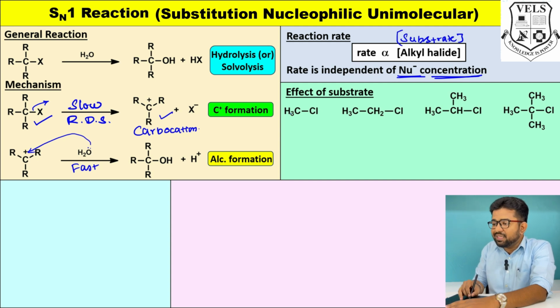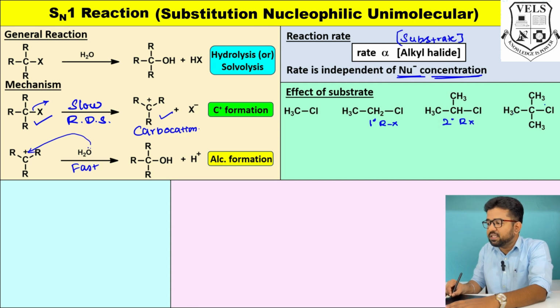Okay, so this is an example of methyl halide, and the second species is an example of primary alkyl halide, and the third species is known as an example of secondary alkyl halide, and the fourth species is an example of tertiary alkyl halide. Okay, so we need to know which is more reactive and which is less reactive in SN1 reaction. For that purpose, you need to look at the rate determining step.